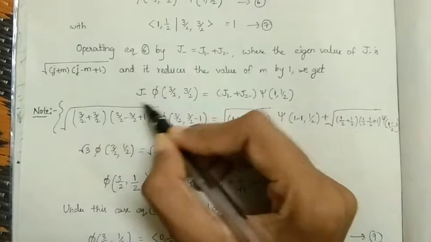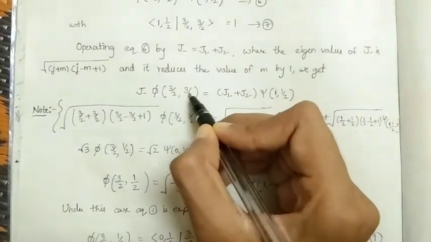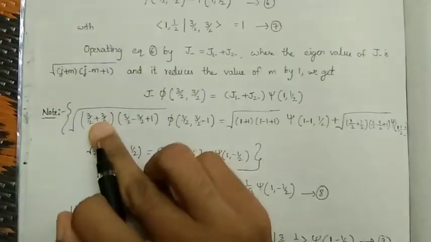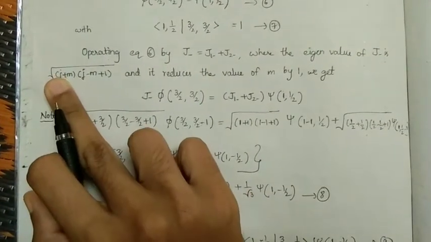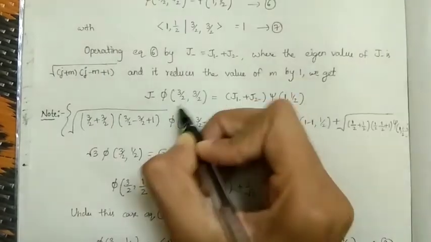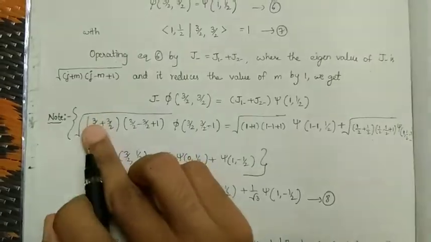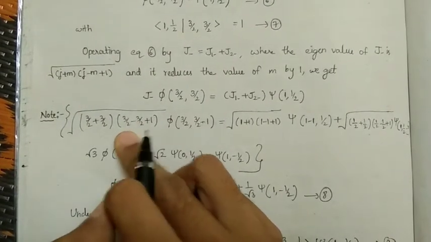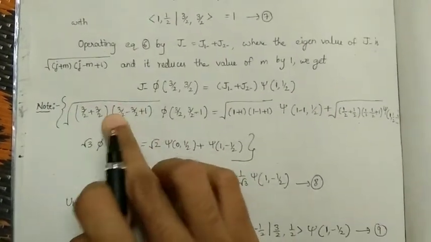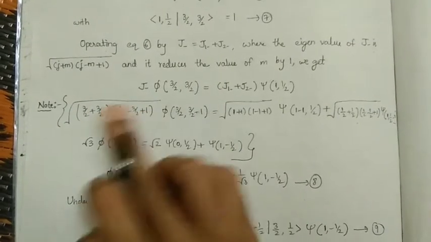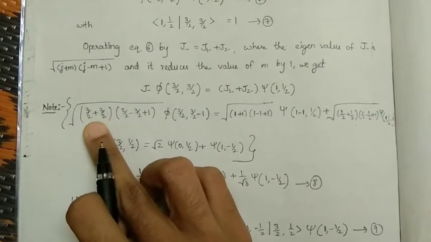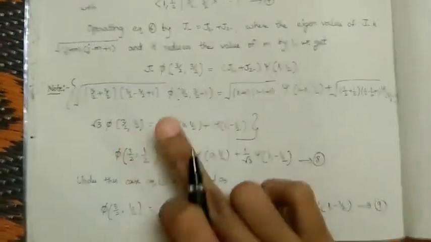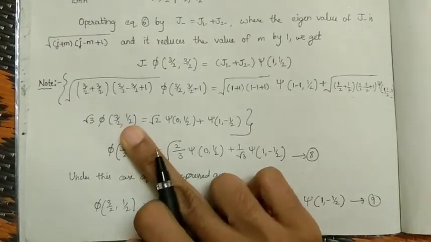So what this j minus would do is reduce the value of m by 1. So 3 by 2 minus 1, multiplied with its eigenvalue. So in the place of j here we are having 3 by 2, in the place of m 3 by 2. So j plus m, 3 by 2 plus 3 by 2, j minus m plus 1, 3 by 2 minus 3 by 2 plus 1. So this one would get cancelled, here we would have 1, and 3 by 2 plus 3 by 2 is nothing but 6 by 2, that is 3, root 3 into 1. So phi of 3 by 2 comma half, here m value is being reduced by 1.